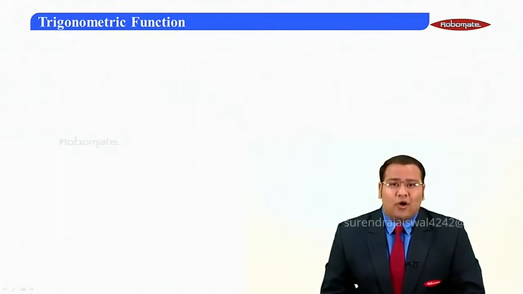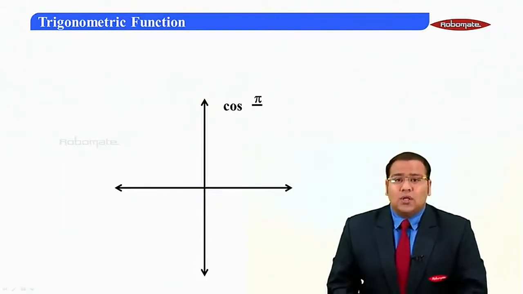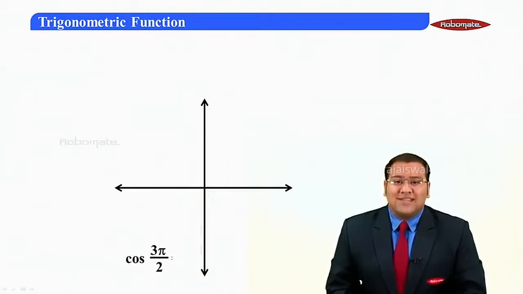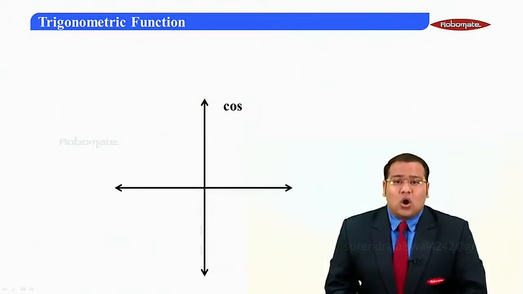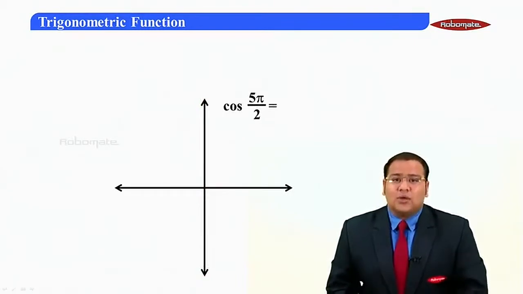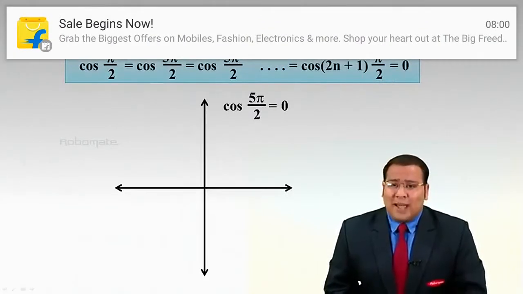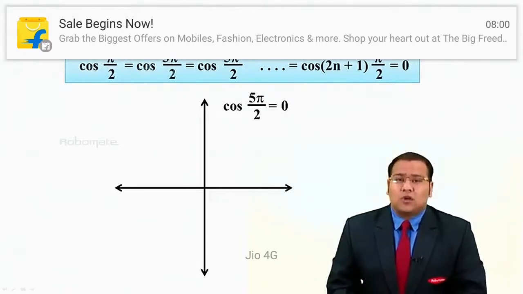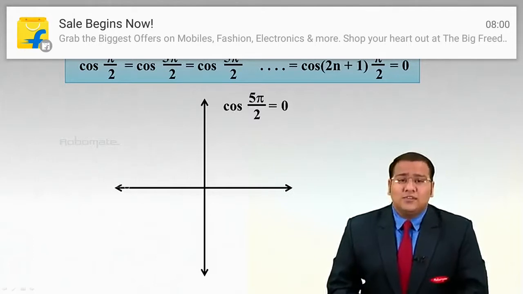Now let's see for the cos function. We know that cos of pi by 2 is given by 0. Also cos of 3 pi by 2 is given by 0. Once the cycle is completed, again cos of 5 pi by 2 is nothing but 0. So if I keep on writing, I get cos of pi by 2, which is equal to cos of 3 pi by 2, which is equal to cos of 5 pi by 2 and so on. And for all these values, the answer is 0.